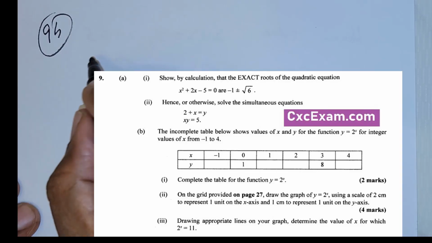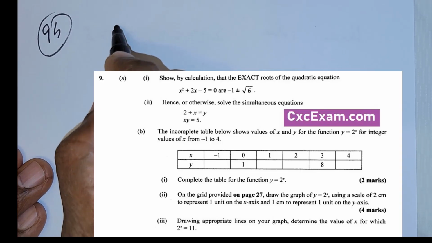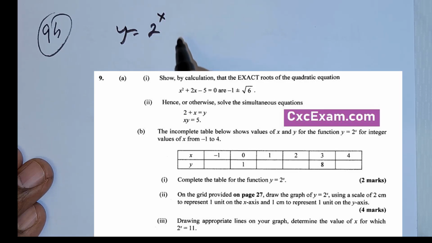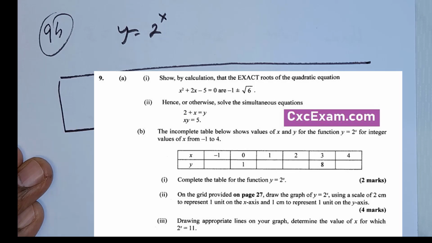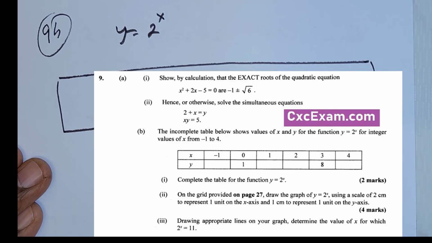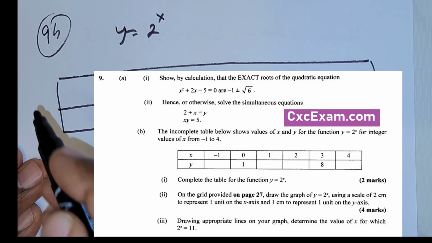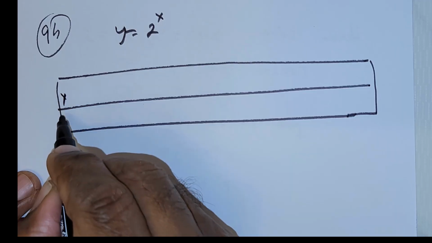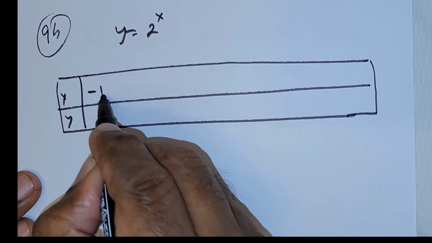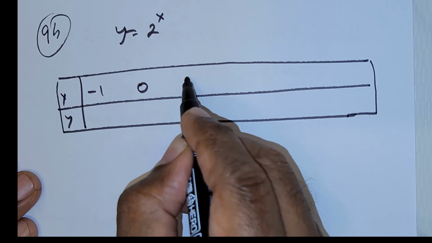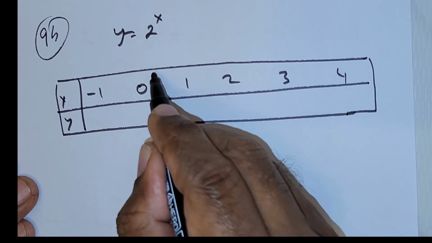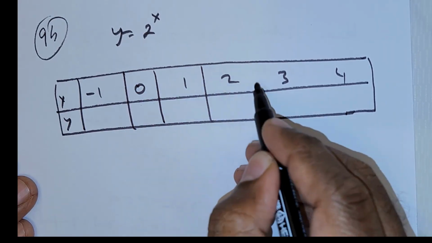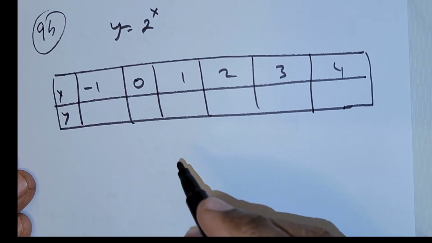Okay, right. Now we are actually given to complete this table, y is equal to 2 raised to the power of x. This is the table we have been given. So we got x and y: negative 1, 0, 1, 2, 3 and 4. So we need to fill in these values.